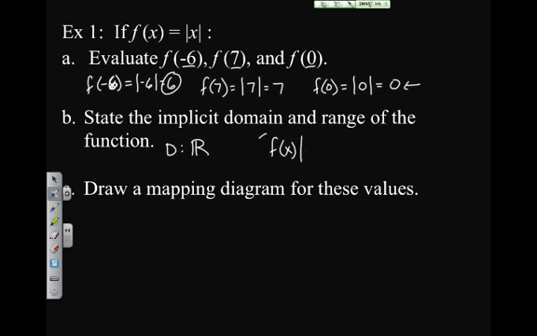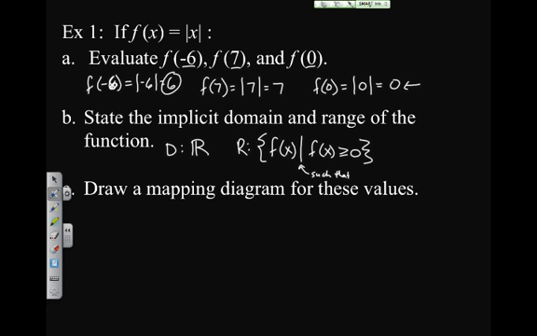So here's how we write this in set notation. Our range is going to be the set of all f of x values, and this line here means such that. I think we've maybe done that before, but such that f of x is greater than or equal to 0, because all the values we get out of this function will be greater than or equal to 0 for the range.